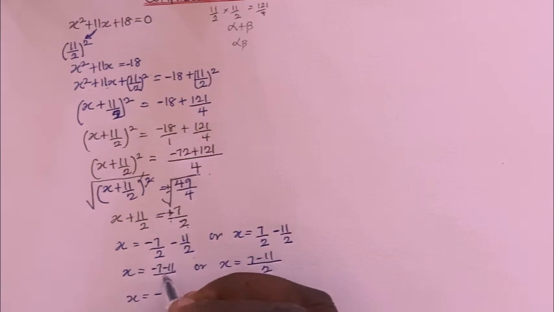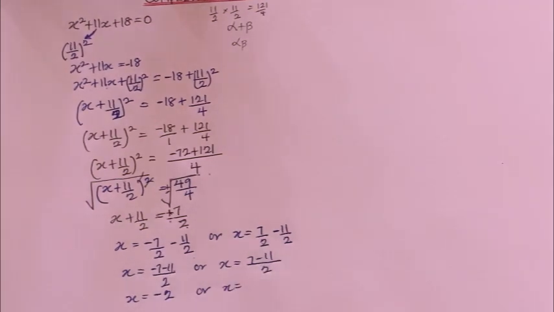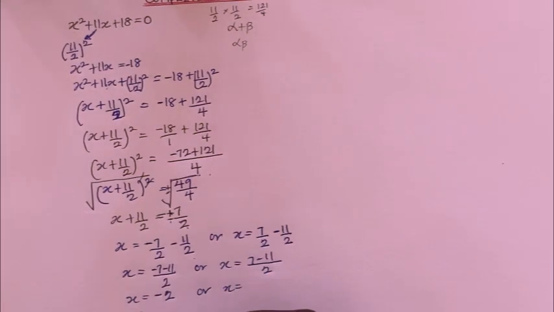So here I'm going to have x equals minus 7, that's going to give us 4, divided by 2. So this is going to give us minus 2. Or x equals 7 minus 11, that's actually minus 4. So minus 7 minus 11 should give us minus 18, minus 18 divided by 2. So here we should have minus 9, right?